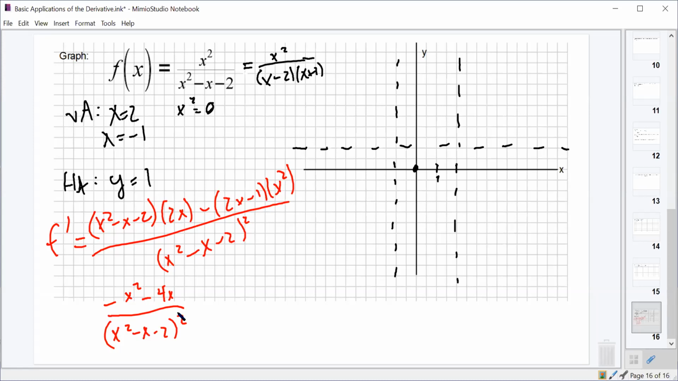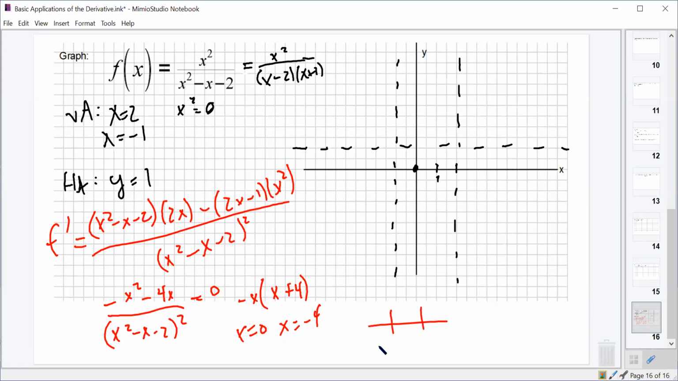And first off, we can see if there's any places where this equals 0 and any places where it's undefined. It's never going to be undefined anywhere where we are defined for our original function, right? Because we have the same denominator, it's just squared. So we're not going to have any places where the derivative is undefined, but we can find some places where it equals 0. So we can take out the negative x there, to get negative x times (x plus 4). And so our derivative is equal to 0 when x is 0 and when x is -4.